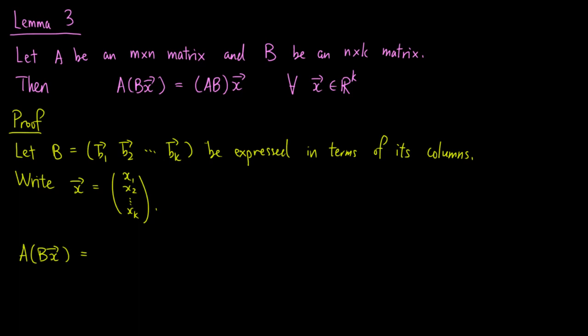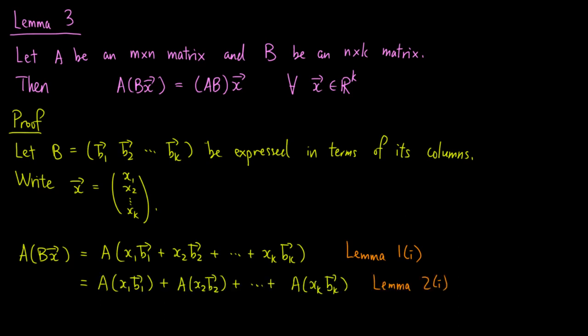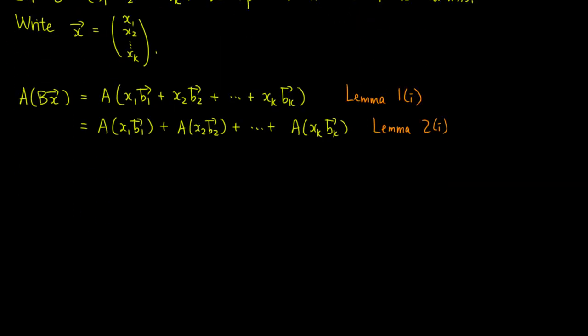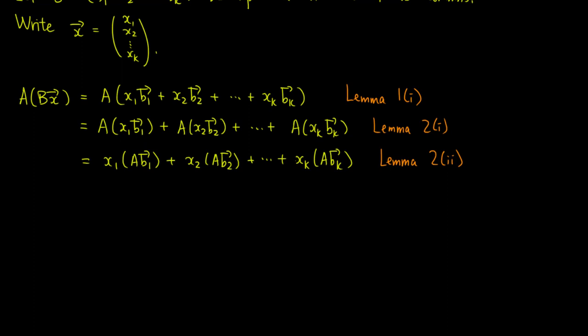Then A times (B times x) equals A times (x1 times b1 plus x2 times b2 plus all the way to xk times bk), using the first point of the first lemma. Now, using the first point of the second lemma, we can multiply A inside the bracket to get A times (x1 times b1) plus A times (x2 times b2) plus all the way to A times (xk times bk). Using the second point of the second lemma, we can take out the scalars xi to get x1 times (A times b1) plus x2 times (A times b2) plus all the way to xk times (A times bk).